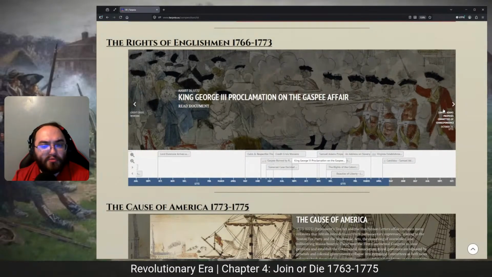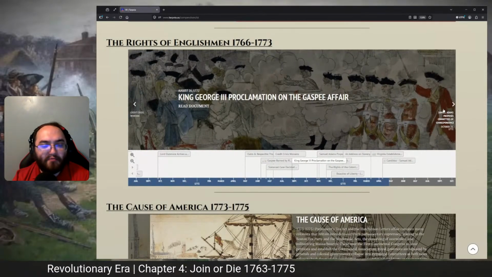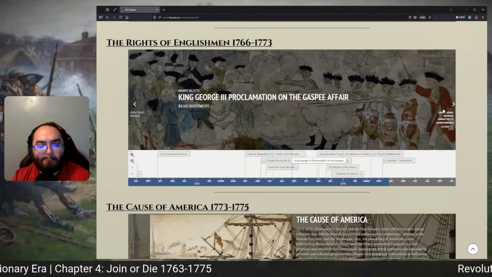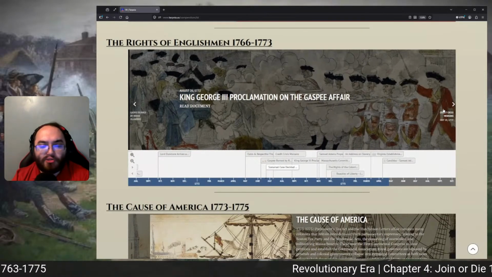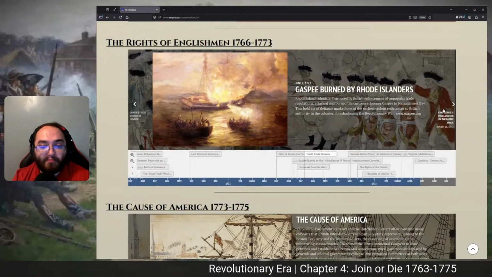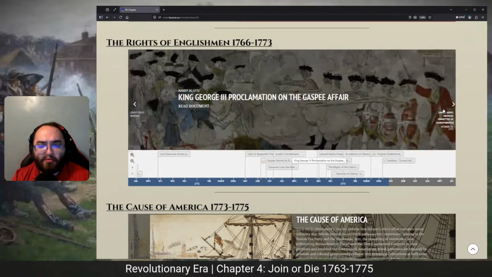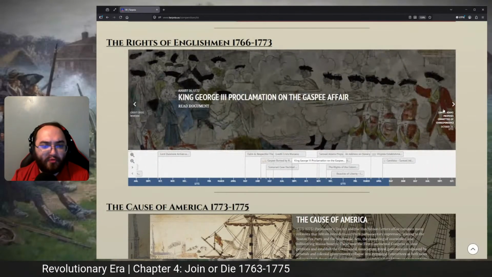King George III, proclamation of the Gaspee Affair. I should have written a description for this, but this is in response to the Gaspee burning, which was apparently owned by a friend of the king.